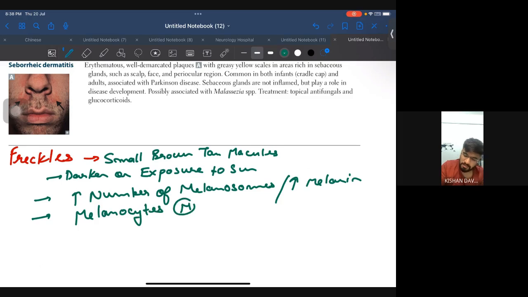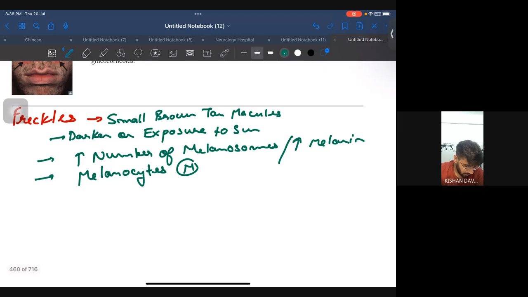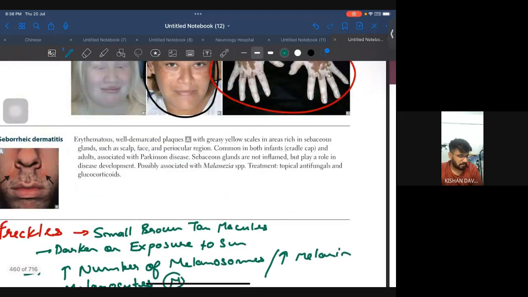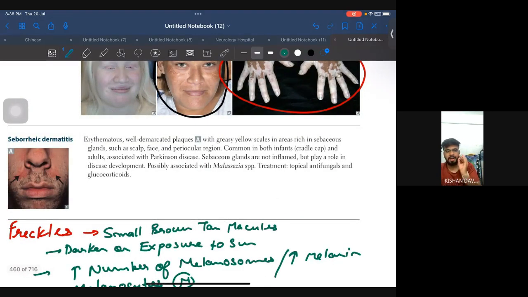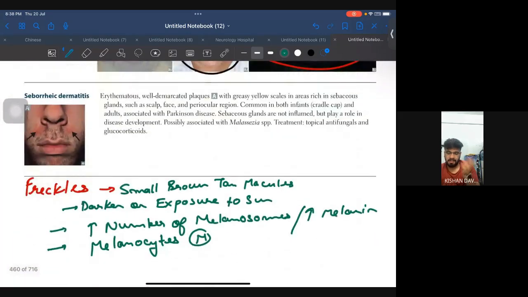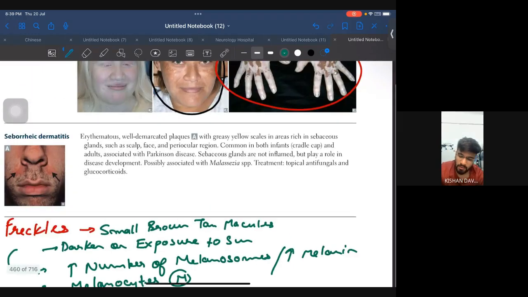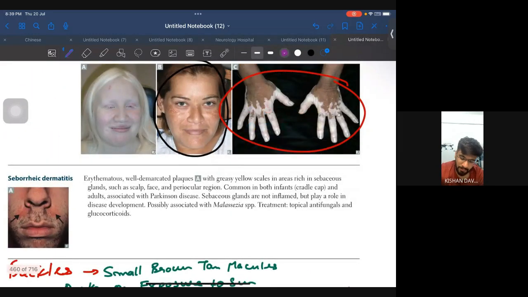So they have asked questions regarding freckles. These are the four points that you need to know. So for freckles, vitiligo, albinism, you should remember in which melanocytes are normal and in which they are decreased. What is happening in freckles? There is increased number of melanosomes. Melanocytes are normal, melanosomes are increased. So look at each and every word that they are talking about. Okay, moving ahead, we have seborrheic dermatitis.